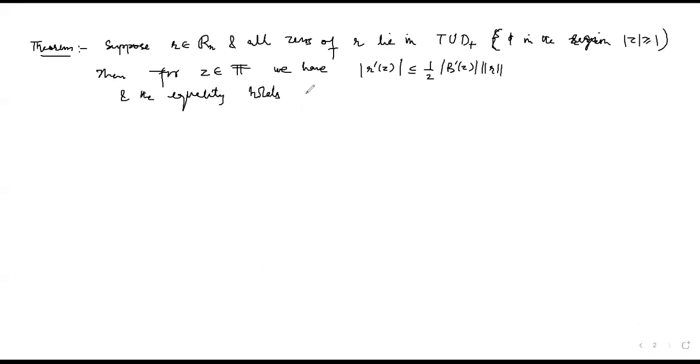Equality holds for R(z) equal to some alpha times B(z), which is the Blaschke product, plus beta, with modulus of alpha equal to modulus of beta equal to 1. So that's the theorem. And as usual, for the proof of this theorem, we need a couple of lemmas.